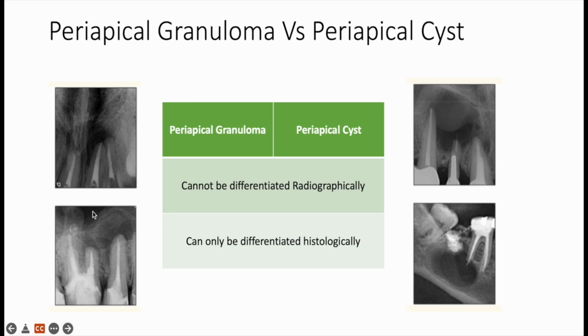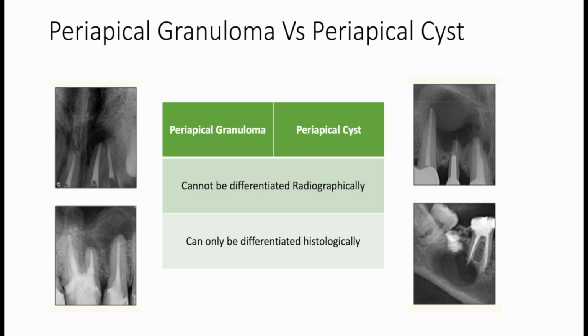They both will show you a big radiolucent lesion with a properly defined margin all around the apex of the root. But what you cannot do is differentiate between a periapical granuloma and periapical cyst radiographically or clinically. You can never say by looking at the radiograph that it is periapical cyst or periapical granuloma. You can only do it histologically.